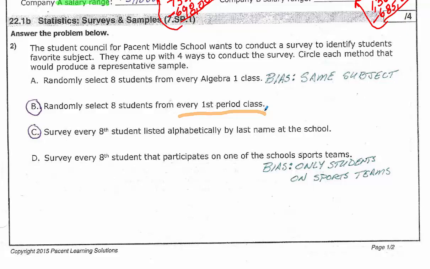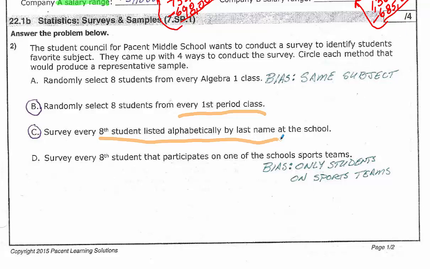C, survey every 8th student alphabetically by last name. Well, that's going to give you a full range of people at the school. So it's going to give you 6th graders, 7th graders, 8th graders, people whose last name is Ramirez, and people whose last name is Smith, and probably not a Wilmarth, because I'm not a student, but you get the idea. You're going to have this wide range of people. That's a good one.